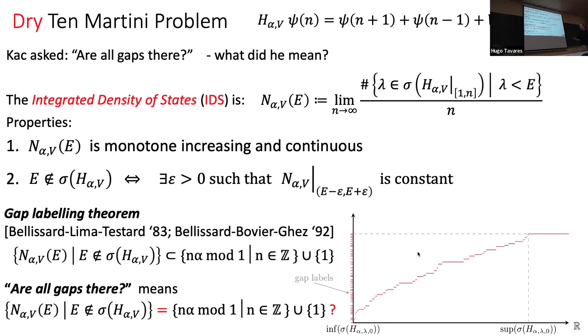And now there is the question of Mark Kac asking, are all gaps there? Is this inclusion an equality, whether really all the candidates appear as gaps? You can see all the gaps. Or if it's a strict inclusion, it means that some of the gaps that can appear, you don't see them. So that's the question of Mark Kac. And that is nowadays phrased as the dry Ten Martini problem. So just to explain the problem.